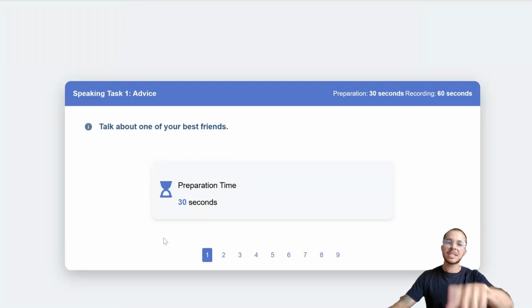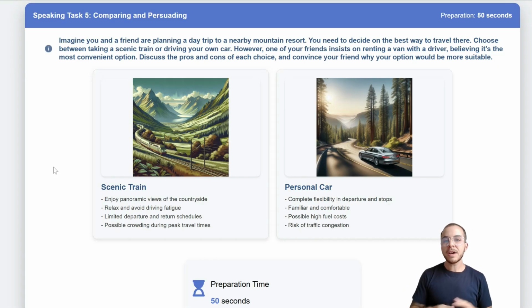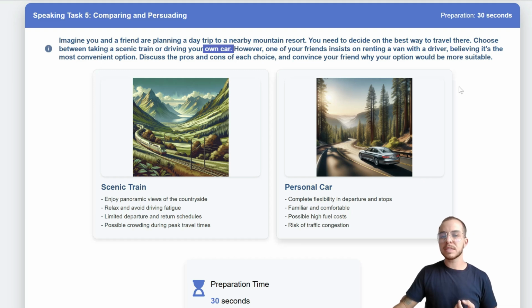So I haven't seen test 27 before, and we're going to fast forward over to speaking task number 5. Now you'll get 2 different pictures presented to you, and the really important part is that you only focus on one picture. Let's understand the prompt first. We're planning a day trip to a nearby mountain resort, and we need to see which way to drive. Scenic train, or drive your own car, but a friend insists on delivering a van. Okay, so I just need to know either scenic route or personal car.